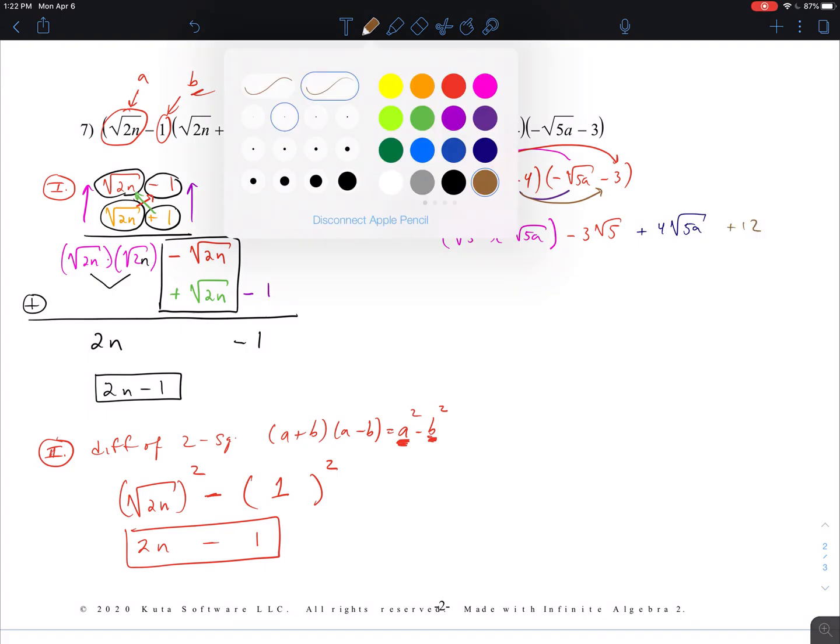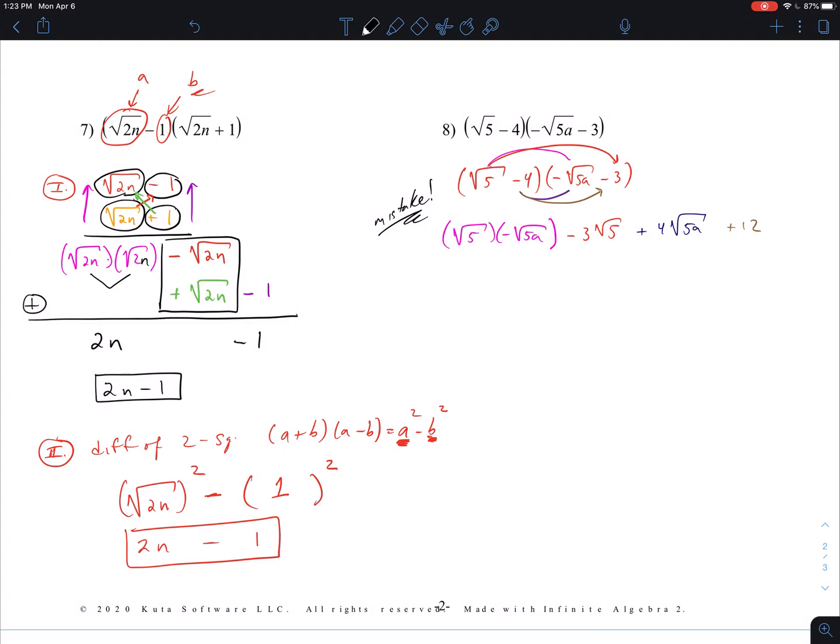So now when we put it all together, it's going to change just a little bit. This will be negative square root of 25 times the square root of a, minus 3 root 5, plus 4 root 5a, plus 12. And then this would give us negative 5 root a minus 3 root 5 plus 4 root 5a plus 12.